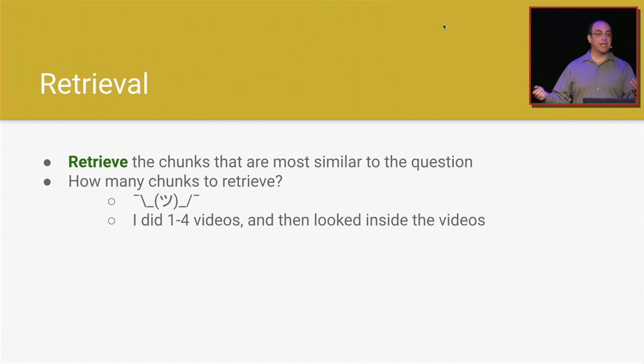Once you've sorted it by something like cosine similarity, you have to decide how many videos or documents to bring in. Again, there's no right answer. Here I chose 1 to 4 videos, depending on how relevant the videos were. But again, there's no perfect way to do it.